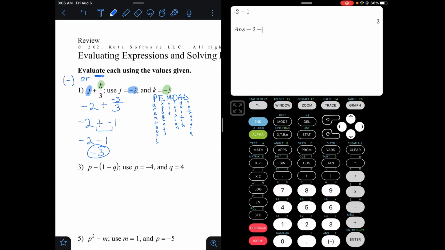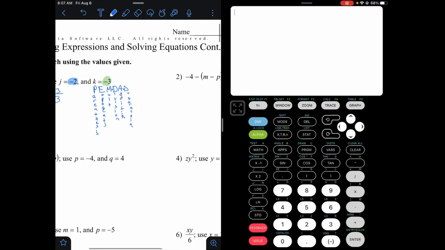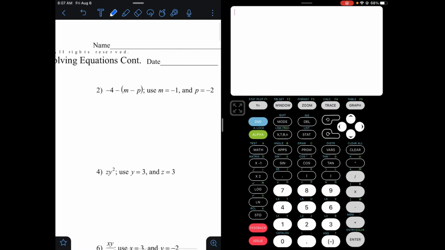Now let's say you got an error. Oops, it won't even let me do it. If you got some sort of an error, that means that maybe you plugged something in wrong, or you used a minus sign instead of a negative sign, something along those lines. So make sure that you are using the proper sign when you're plugging into your calculator. All right, let's go ahead and try another one.